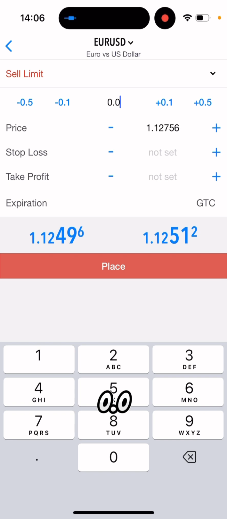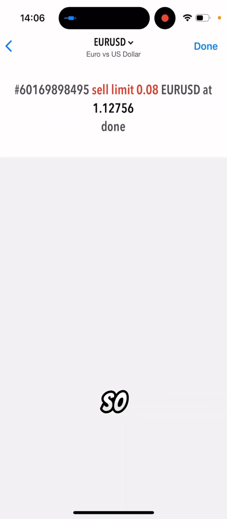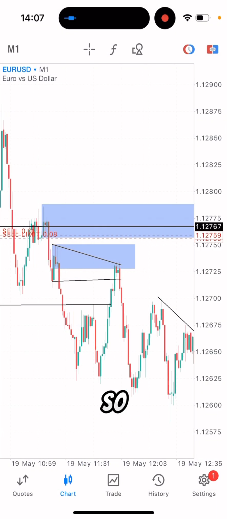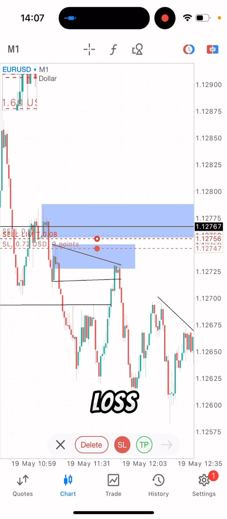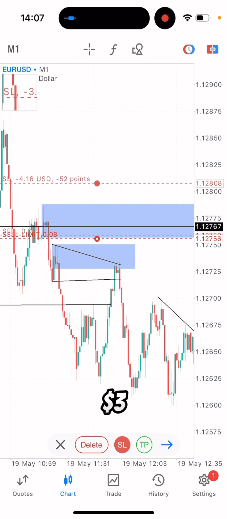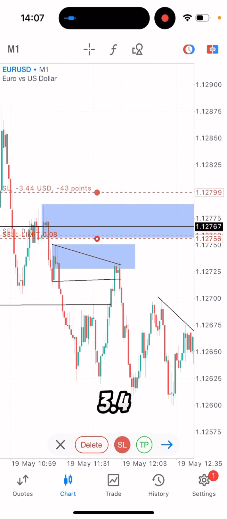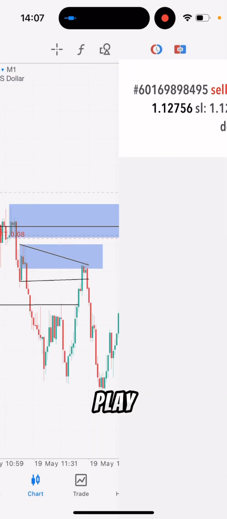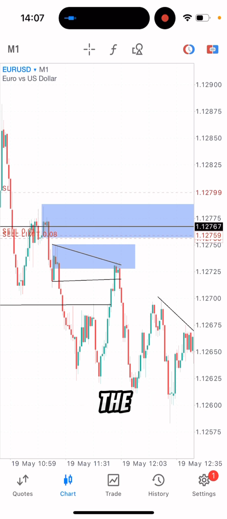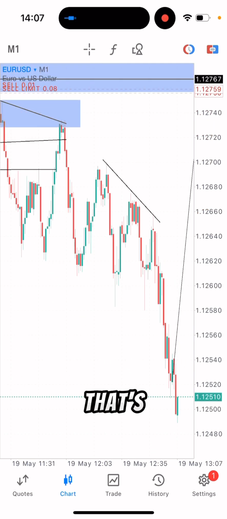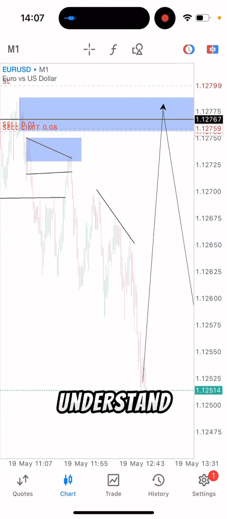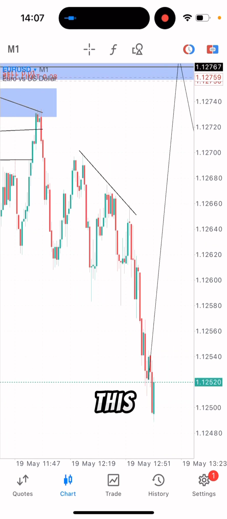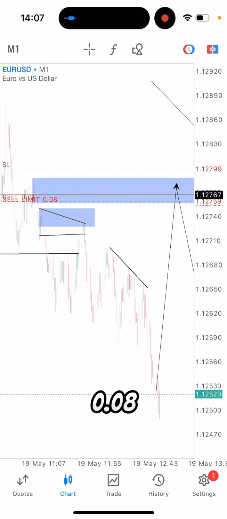So now I'm setting it. Let's just put 0.08. I want to show you my stop loss. Can you see my stop loss is just $3 on 0.08, just 3.4? I just increased it so that no matter how price plays, it will just respect the zone. So that's what I just did. If price gets to this very point, this 0.08 is just $3.